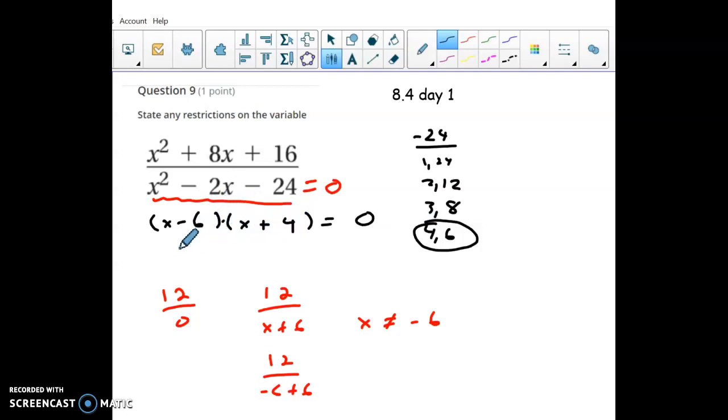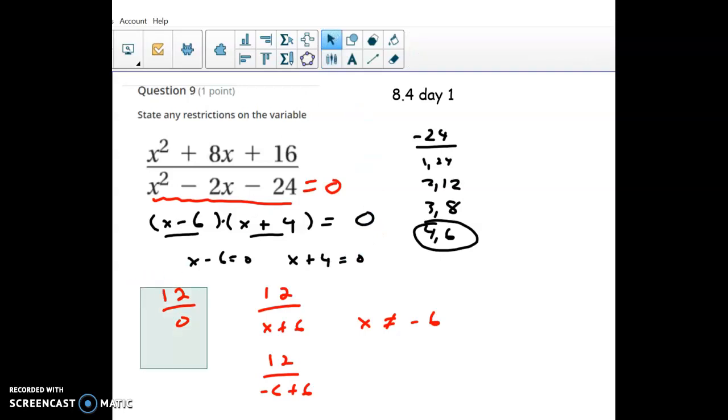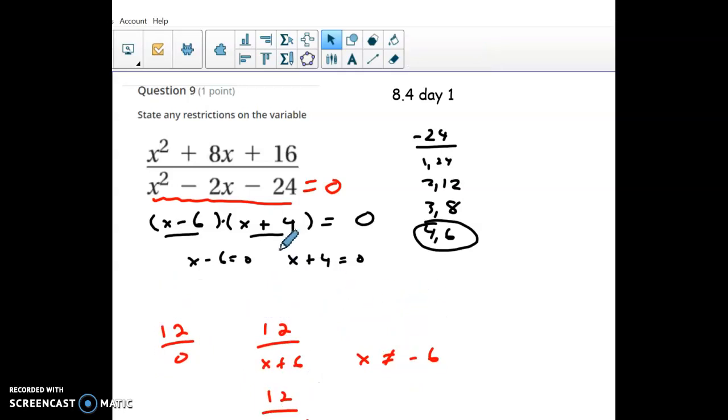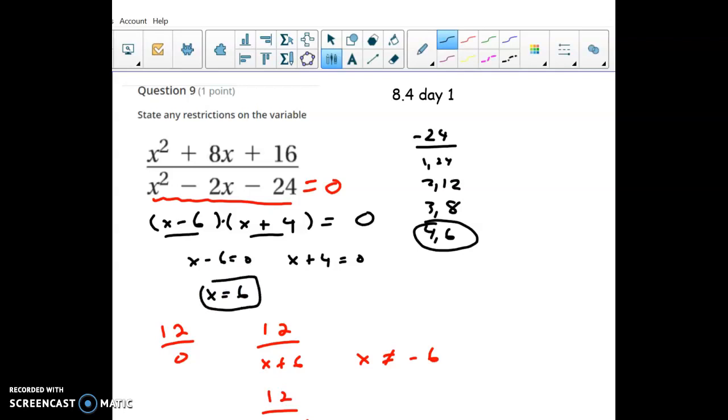All right, now that it's factored apart, you can say if this thing times this thing is 0, then you can set them individually. So x minus 6 equals 0, x plus 4 equals 0, and then solve those. So I'm going to move this out of the way a little bit. All right, and so that would give us answers of x equals 6 and x equals negative 4.